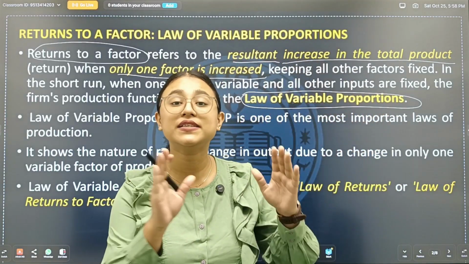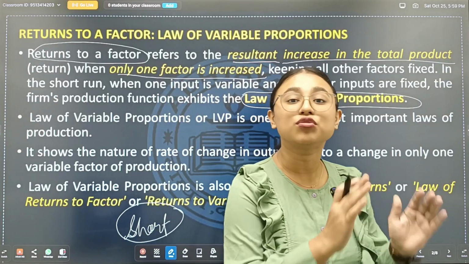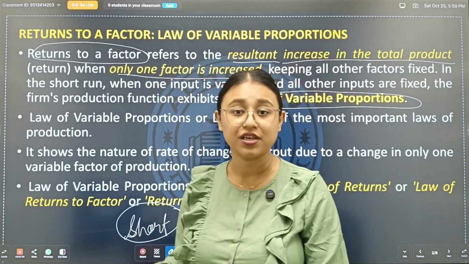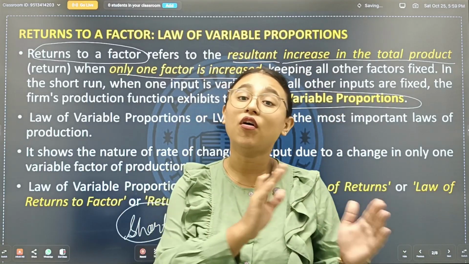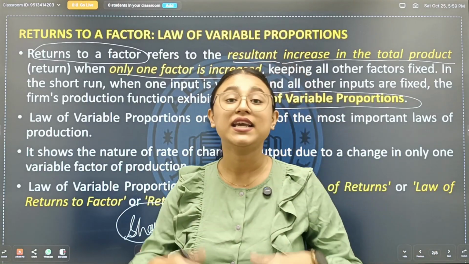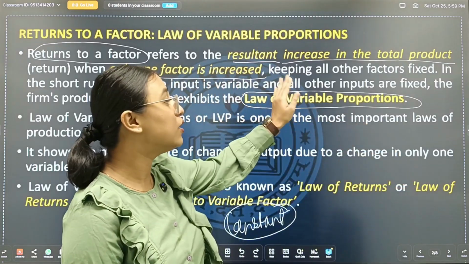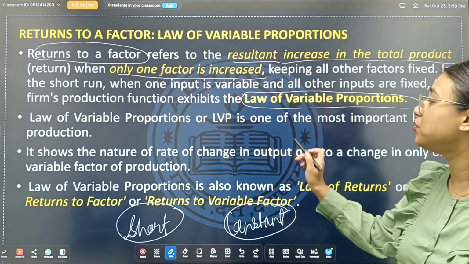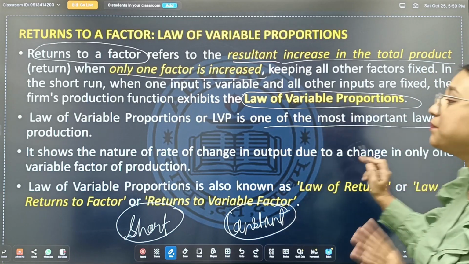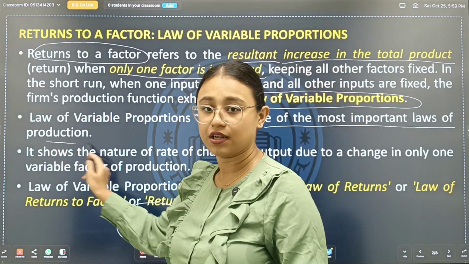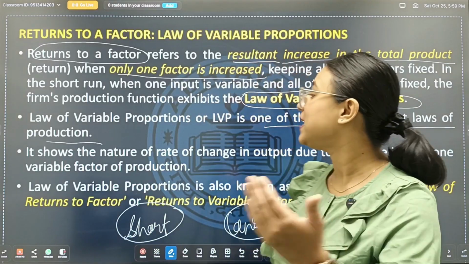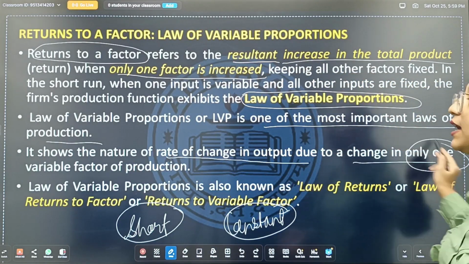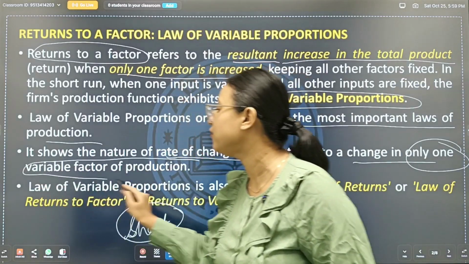So what is the resultant change in the total product when only variable factors are allowed to change in the short run? Keeping all the fixed factors constant, it exhibits actually the law of variable proportion. And this law of variable proportion, it is one of the most important laws of production. It shows, what does it show? It shows the rate of change in output due to change in only one variable factor of production.